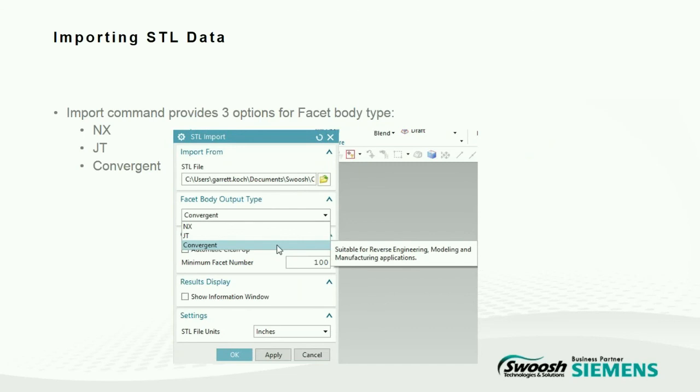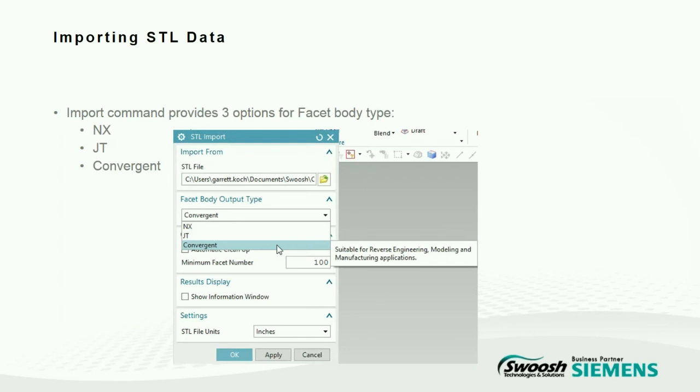Now, as you're importing STL data into NX, you have three options for the facet body type. An NX facet body, which has been around for decades. JT, which by the way, that Jupiter tessellation format was actually developed by Siemens. And now we have convergent. And convergent means it is able to be usable by analytic or exact CAD geometry.